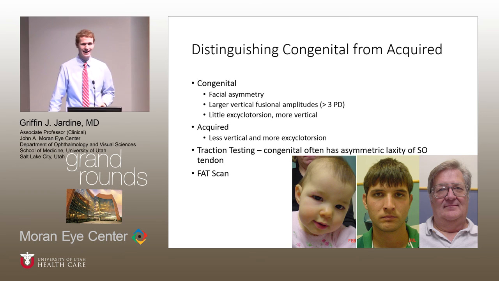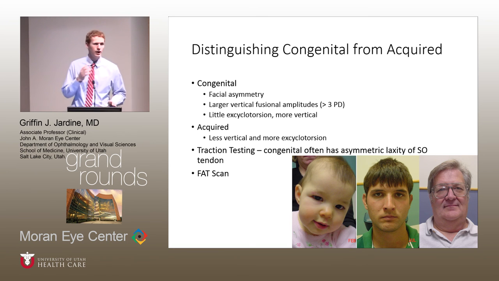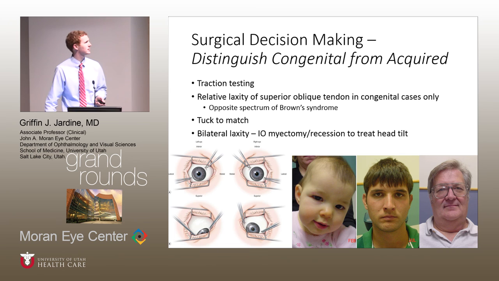Congenital cases have less excyclotorsion and more vertical deviation, whereas acquired are just the opposite. And where I trained in Indiana, they're really big advocates of traction testing to distinguish these. Last thing, the photo album tomography scan: you go back to pictures from childhood, and you'll see a head tilt in congenital cases.